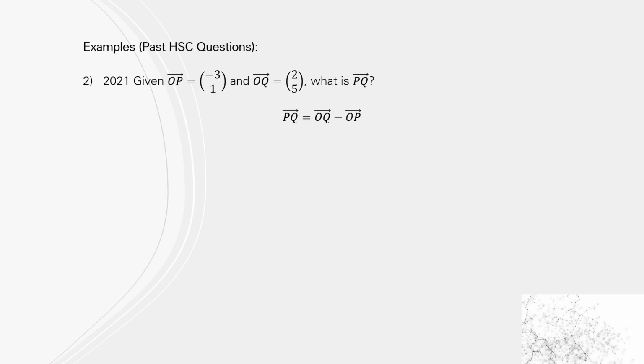The second one, OP equals (-3, 1) and OQ equals (2, 5). One of the rules we learned in the last one was that if I want to find from P to Q, that is OQ minus OP. And you can do that as a visual as well if you want to be able to look at that. So therefore PQ is (2, 5) minus (-3, 1), which becomes (5, 4).